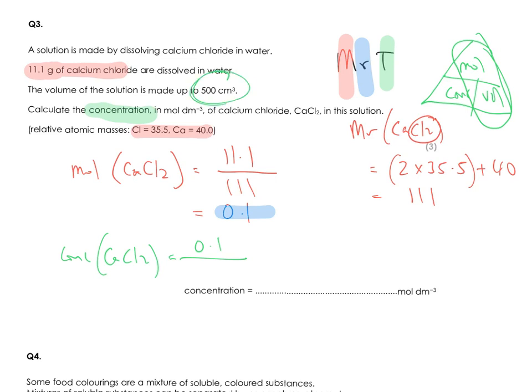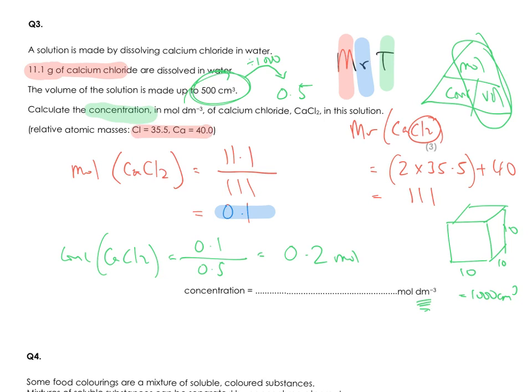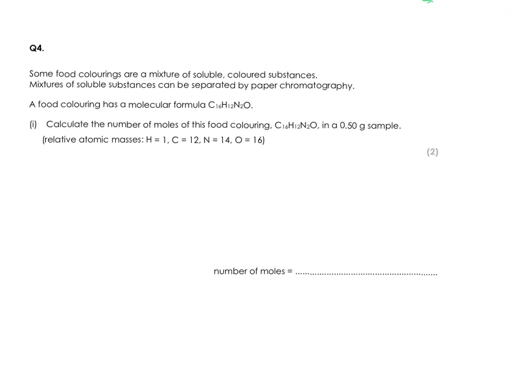Now the volume here is 500 centimetres cubed, but you'll notice the concentration, they want it in moles per dm cubed. Now a decimetre is 10 centimetres, so a decimetre cubed will be 10 by 10 by 10, which gives me 1,000 centimetres cubed. So to convert this into decimetres cubed, I have to divide by 1,000, which gives me 0.5. So I'm going to divide that by 0.5, and that gives me 0.2 moles per dm cubed, which is my answer.